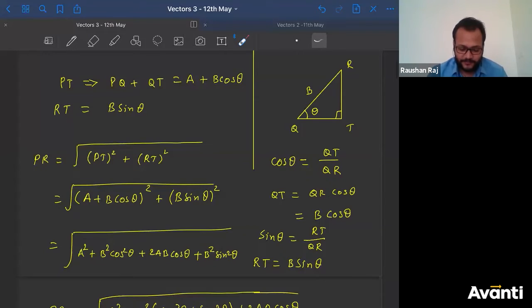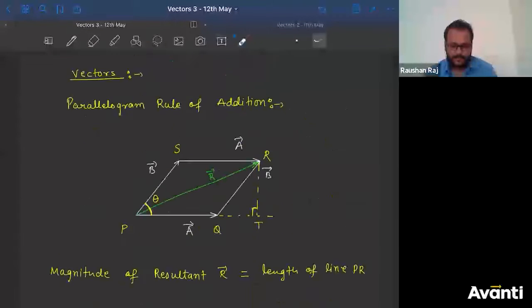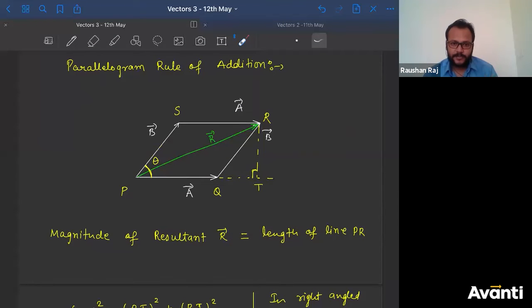Okay. Look, I have started from this point, and from here I have to find the length of PR. So to find the length of PR, what have I done? I have drawn a perpendicular, so that I get a right angle triangle. Now this PR can be written as square root of PT square plus RT square. That is what I have written.